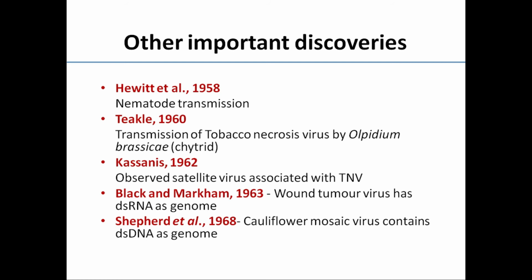Then Black and Markham in the year 1963 observed that wound tumor virus has double-stranded RNA as genome. Shepard et al. 1968 found cauliflower mosaic virus having double-stranded DNA as the genome. So plant viruses have single-stranded RNA as genome, double-stranded RNA as genome, single-stranded DNA as genome, and also double-stranded DNA as genome.